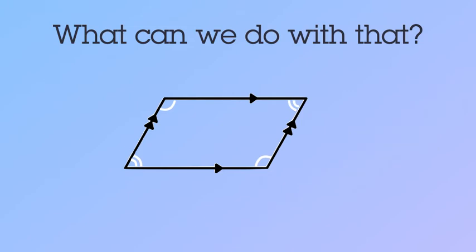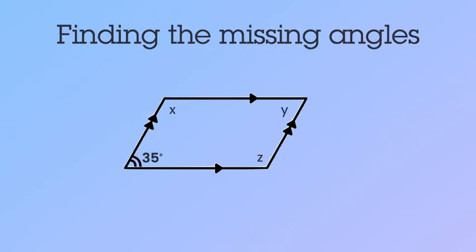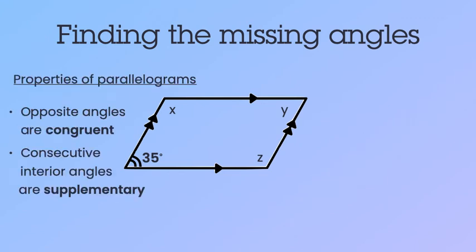But there's more we can do with that. Now that you see all these markings, notice that the opposite angles are congruent. That can help us find missing angles. Here we have a parallelogram with just one angle marked as 35 degrees in the bottom left corner. Let's remember our properties of parallelograms and use that to find our missing angles.